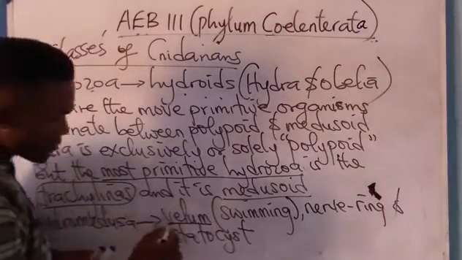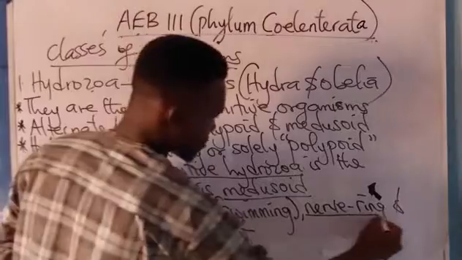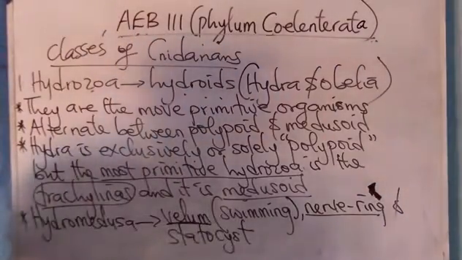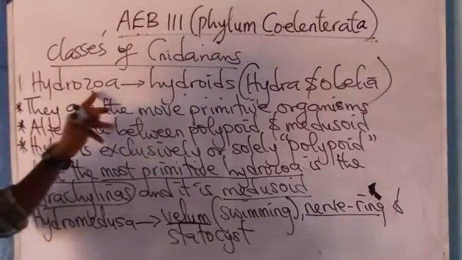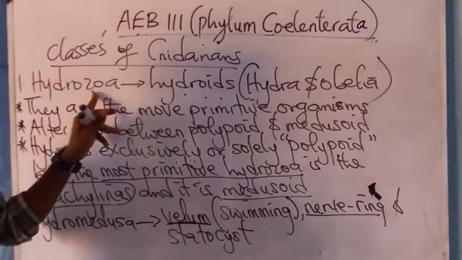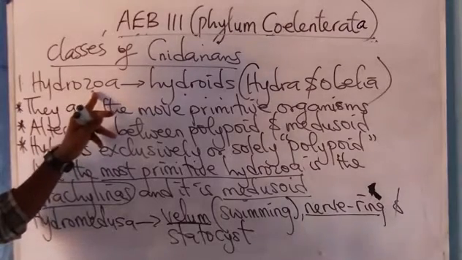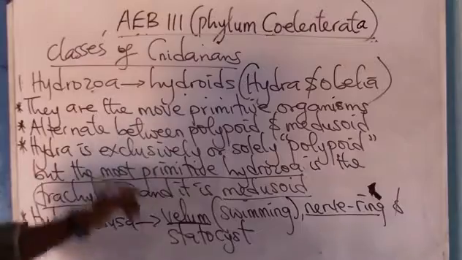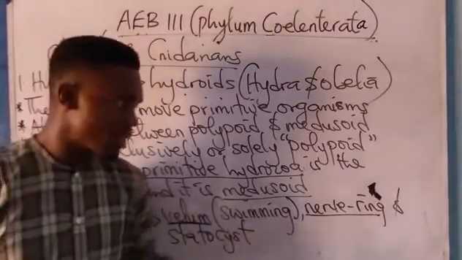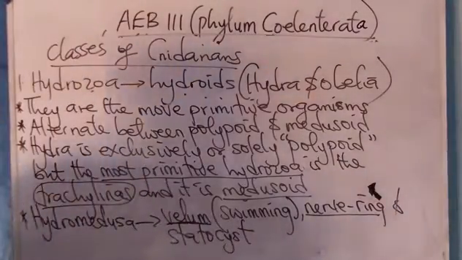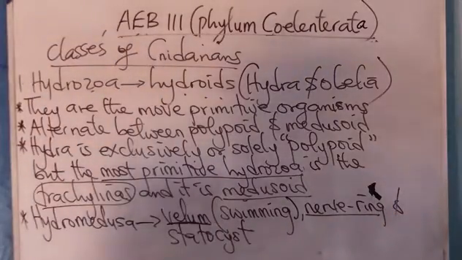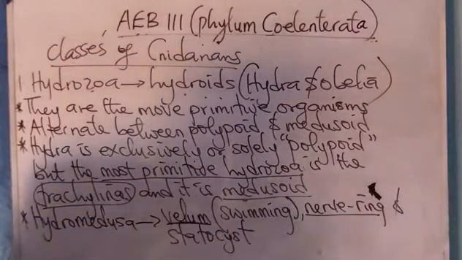However, the Scyphozoa lack velum and nerve ring. That is what distinguishes the hydrozoans from the scyphozoans. Okay, you have other things that distinguish them from the Scyphozoa, but take note that the velum and nerve ring are not found in the Scyphozoans. Take note of that.